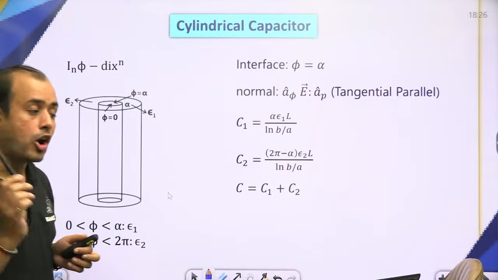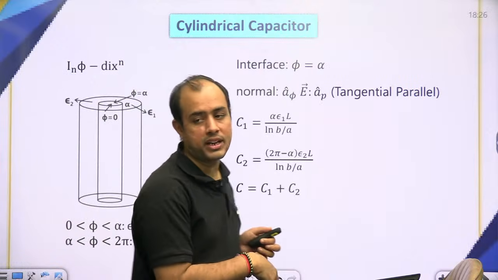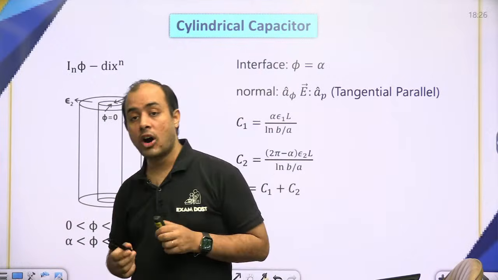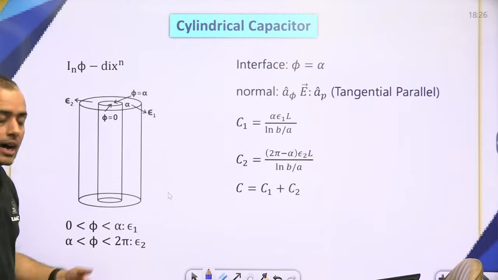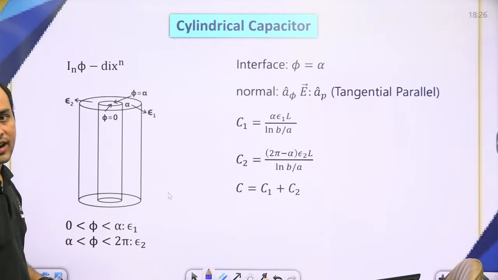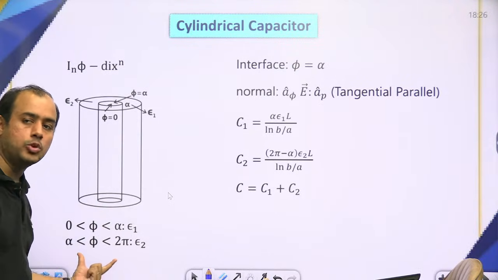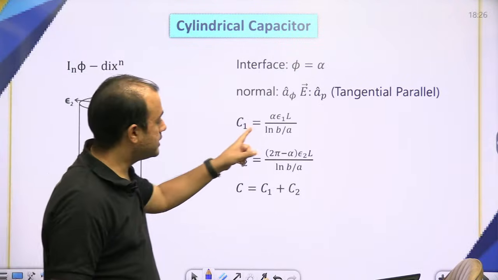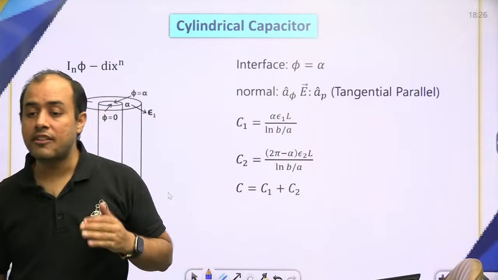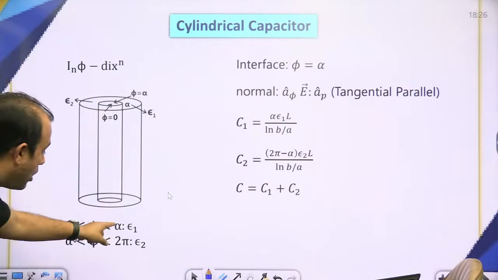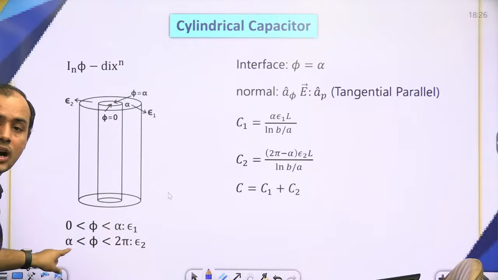Now I know the formula contains 2 pi because of phi. So for the first capacitor, I will use the angle alpha because the width is alpha. For the second, I will use 2 pi minus alpha. Their radius will be same, their length will be same. Now beta, what is the boundary? The boundary is phi equal to alpha.